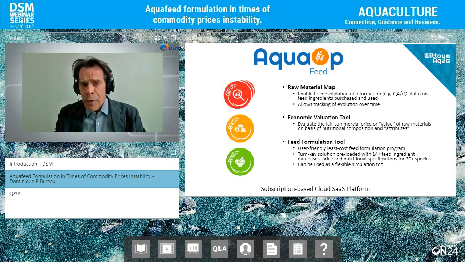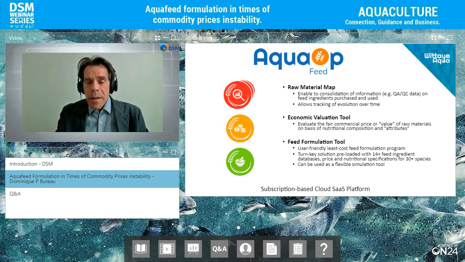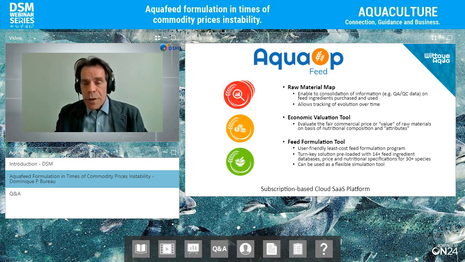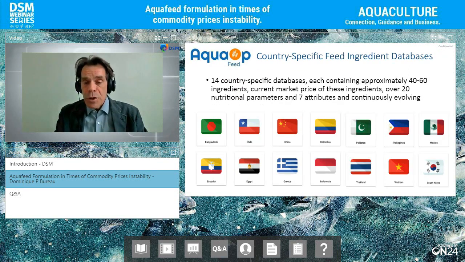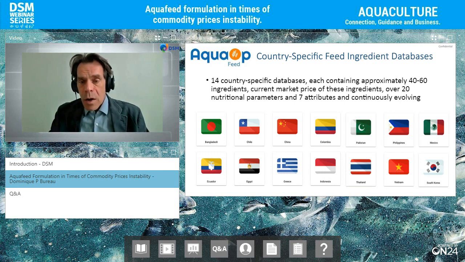So far we have 14 countries, including many in Latin America, including Mexico, Colombia, and Chile. So we are covering many of the important countries in terms of aquaculture production. We built a database with lots of nutritional parameters and attributes for all these ingredients for these different countries, with the price. And this is the outcome. This is the output of our program.